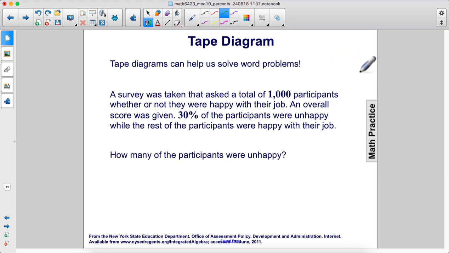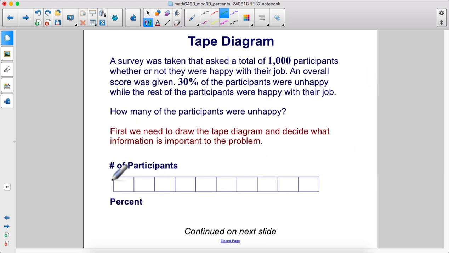A survey was taken that asked a total of 1,000 participants whether or not they were happy with their job. An overall score was given. 30% of the participants were unhappy, while the rest of the participants were happy with their job. How many of the participants were unhappy? First, we need to draw the tape diagram and decide what information is important to the problem.